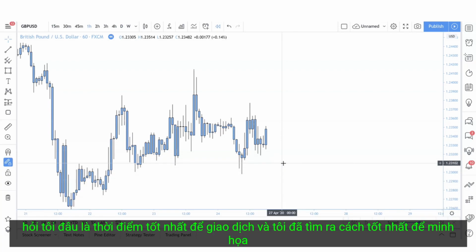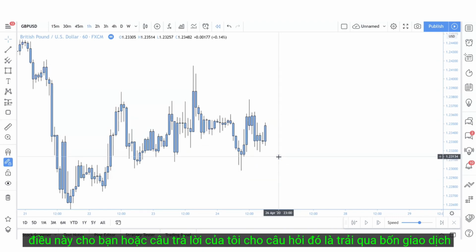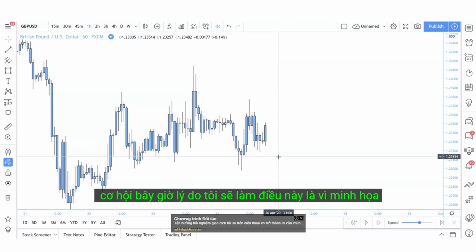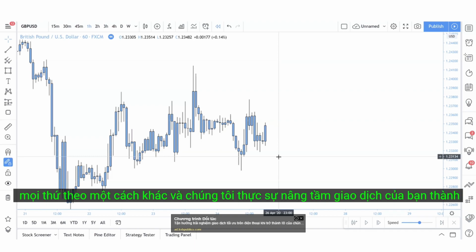A lot of you have been asking me what is the best time to trade, and I thought the best way to illustrate my answer is to go through 4 trading opportunities. The reason I'm doing this is because the illustration may not give you the answer you're looking for specifically. Unfortunately, what a lot of traders are looking for is the perfect answer. But the illustration itself will help you see things in a different light and elevate your trading to the next level.